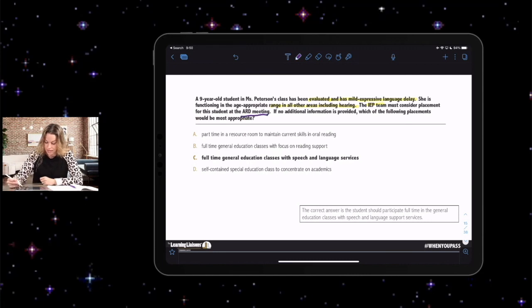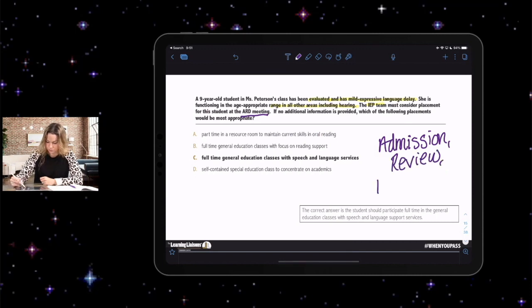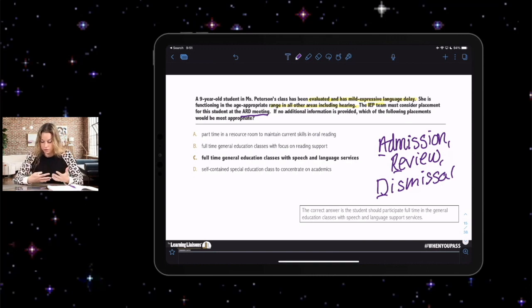ARD. ARD is admission, review, and dismissal. ARD. So there's no other additional information. So we're trying to figure out which placement is going to be the most appropriate.